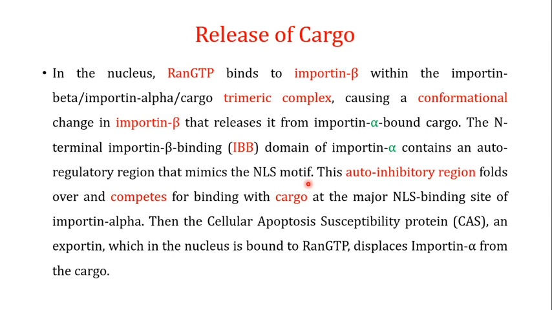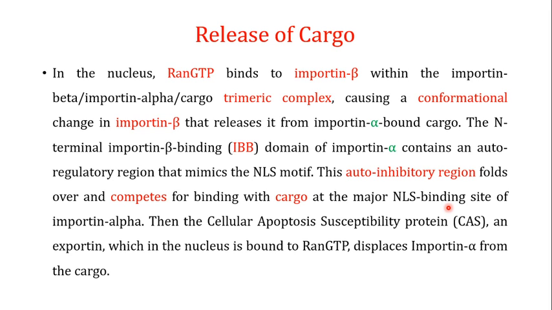When the importin-β is in interaction with the importin-α, that autoregulatory region is masked off, blocked by the binding of the importin-β. When the importin-β is released by binding with the RAN-GTP, that autoregulatory region is now free. As the structure of the autoregulatory region mimics the NLS motif, this auto-inhibitory region folds over and competes for binding with the cargo at the major NLS binding site of the importin-α. So when the importin-β has been removed with the help of the RAN-GTP, the autoregulatory region gets exposed and interacts with the major NLS binding site, and the cargo protein is released from the importin-α.